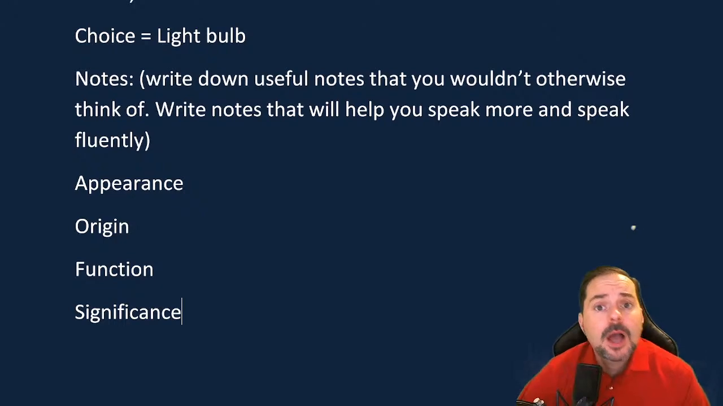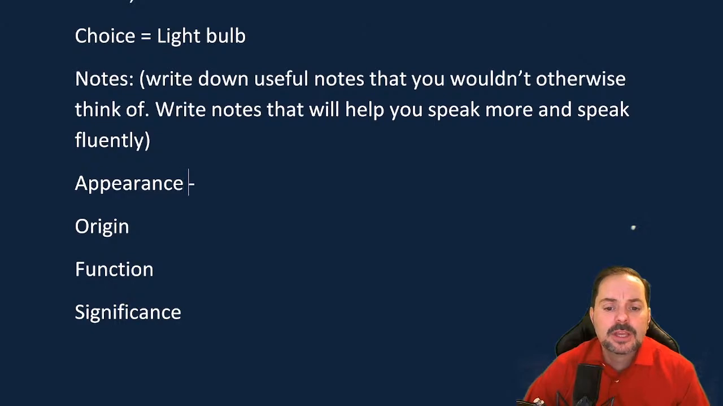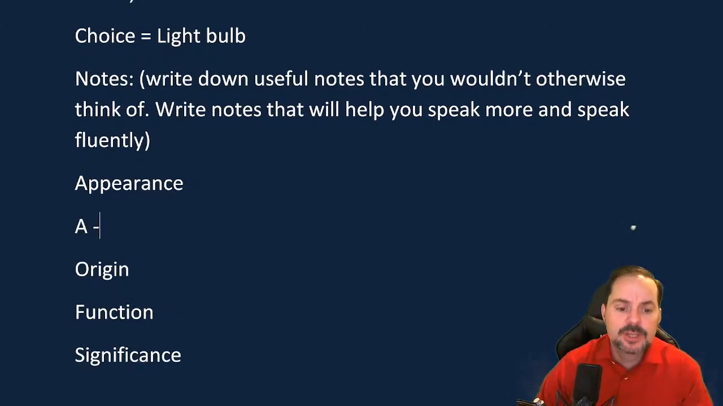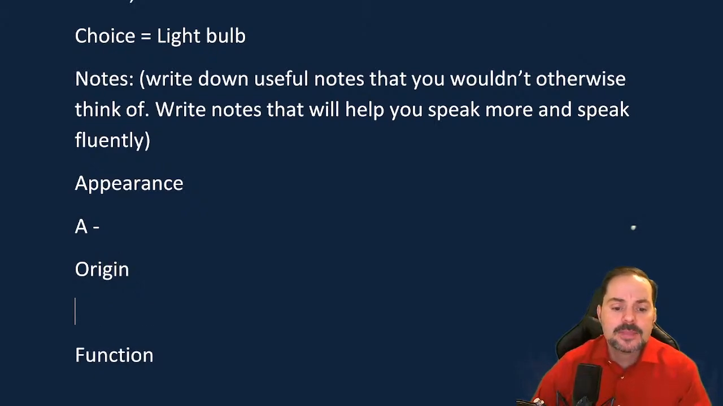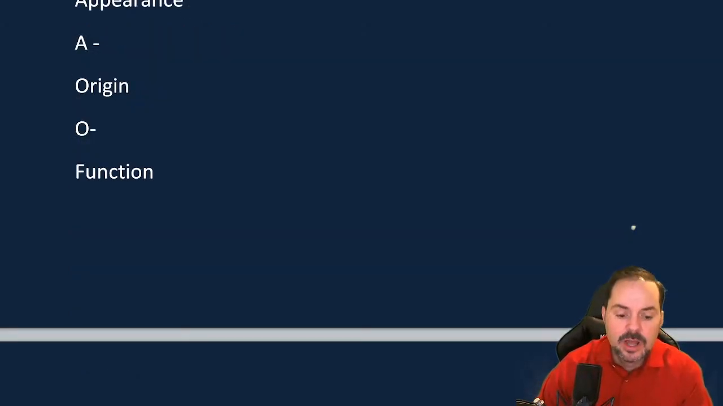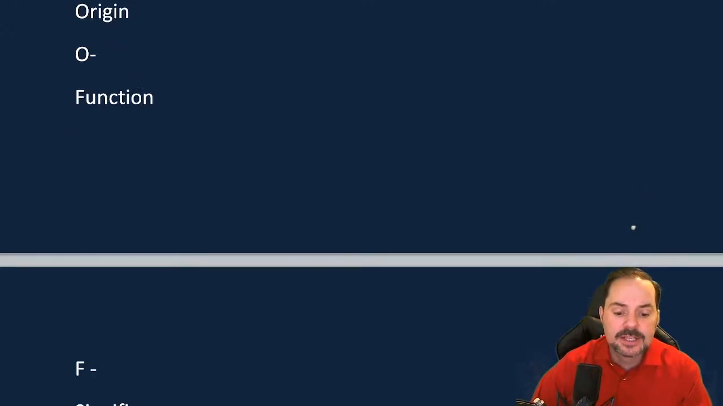All right, okay. So all of these I need to talk about, and I don't need to write all these down in my notes. Now in my notes, I might just write down something like, if I remember, appearance, origin, function. Instead of writing down appearance, I might just write down A in my notes, and then instead of origin, O in my notes. Okay. And instead of function, you got the hang of this now, F, and instead of significance, S in my notes.